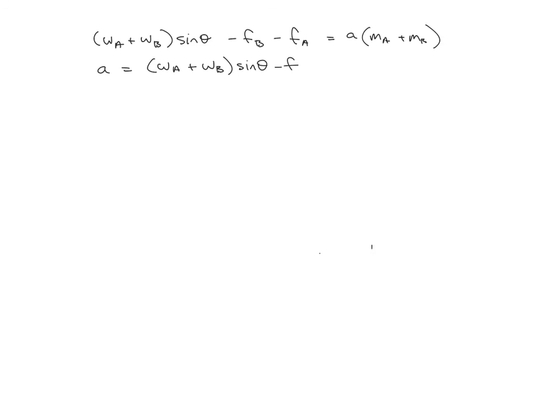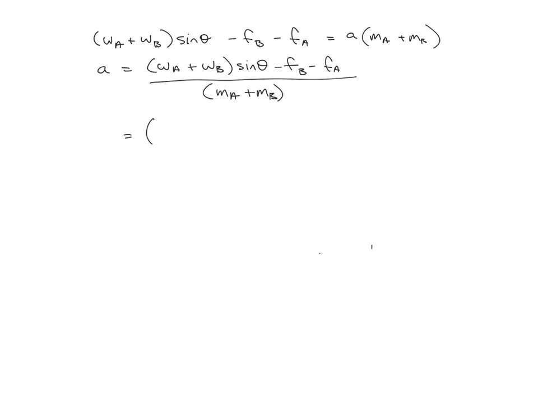Right, so I'll just write that out again in the way it was on the last slide. WA plus WB sine theta minus FB minus FA equals A outside of MA plus MB. We want to solve for A, so we just divide through by MA plus MB on that right hand side, and we end up with acceleration equals WA plus WB sine theta minus FB minus FA, all divided by MA plus MB.